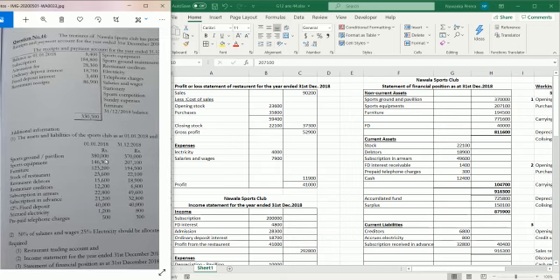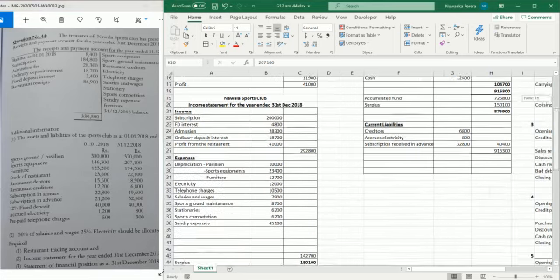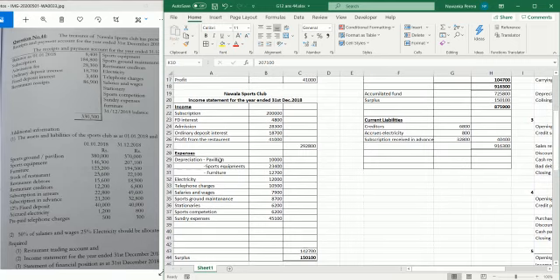Then, the difference between the opening balance and the closing balance of the sports ground and pavilion is going to be the depreciation on pavilion. Then 380,000 minus 370,000 gives you 10,000. And that is recorded in your income statement under expenses. Depreciation of the pavilion 10,000.